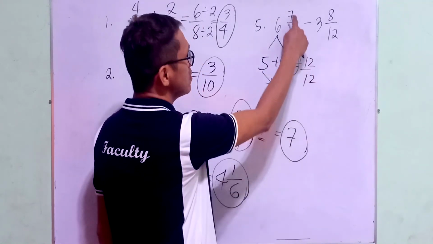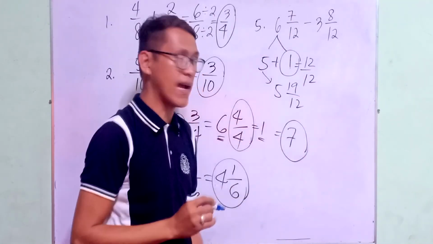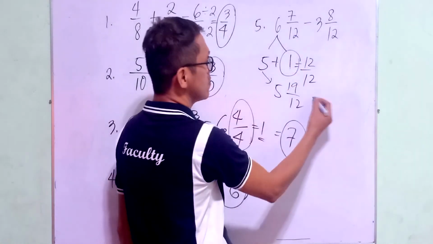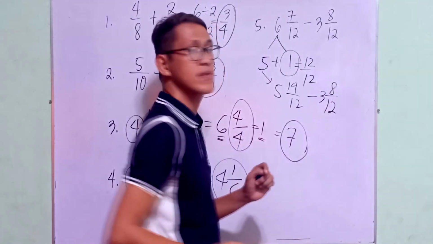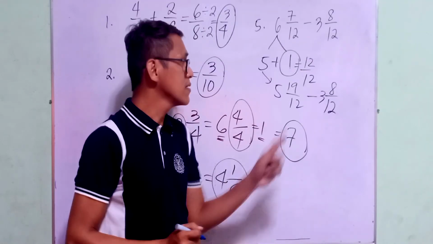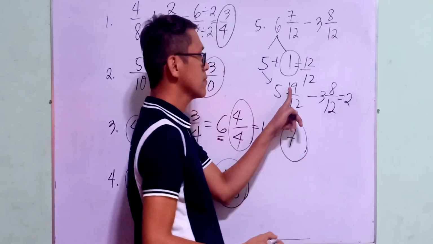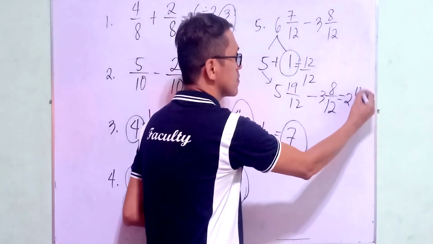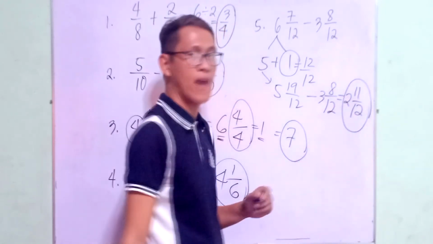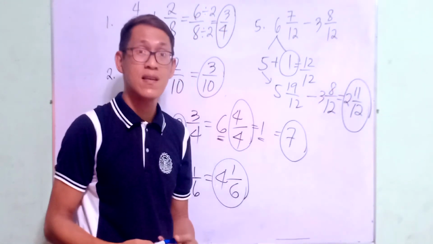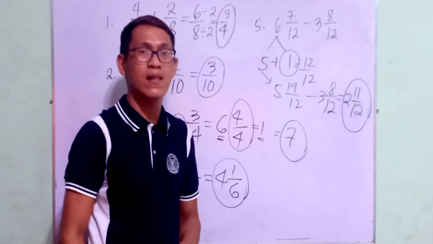Then add these two, you get 19 twelfths. Correct? Then you can subtract now 3 and 8 twelfths. Can you follow? Then subtract the whole number. That's 2. 5 minus 3 is 2. Then this is 11. Then copy the denominator 12. There. That's our final answer, since 11/12 is in simplest form. So again, the final answer is 2 and 11/12.